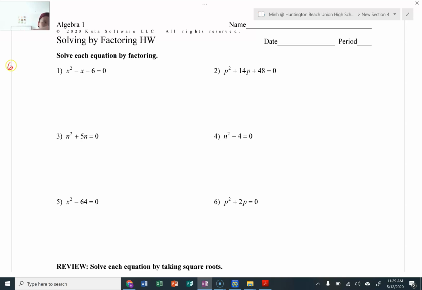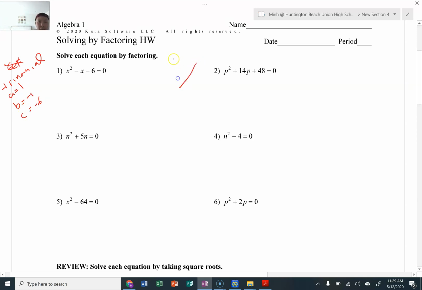Remember, the first thing is let's try GCF. Well, we can't GCF because you can't pull anything out of the first, second, and third term. So GCF is out the window. Next, we have to factor using the trinomial method, where A is equal to 1, B is -1, and C is -6.